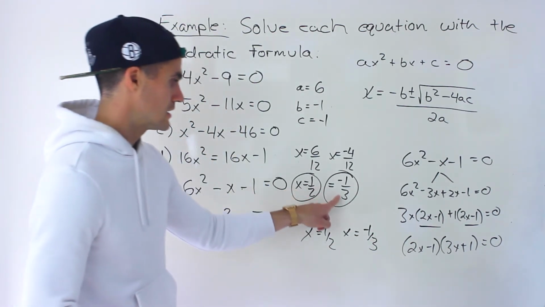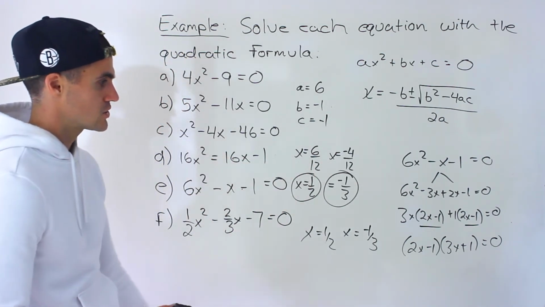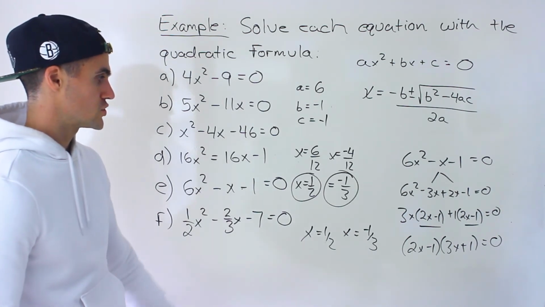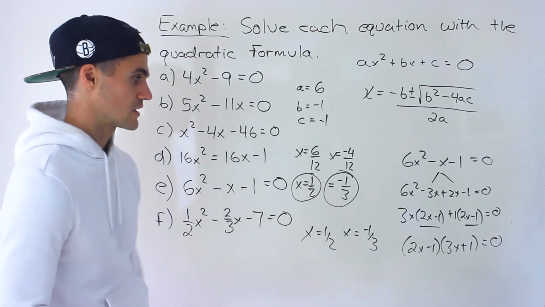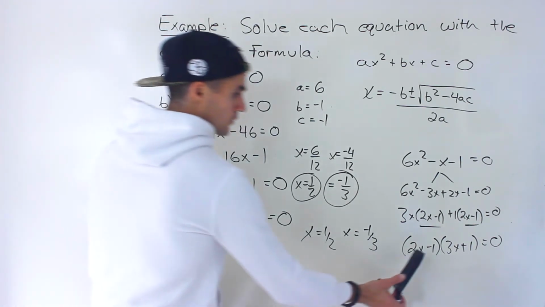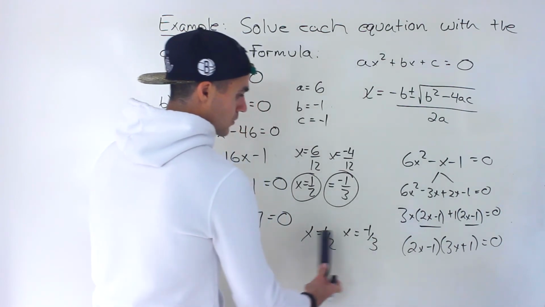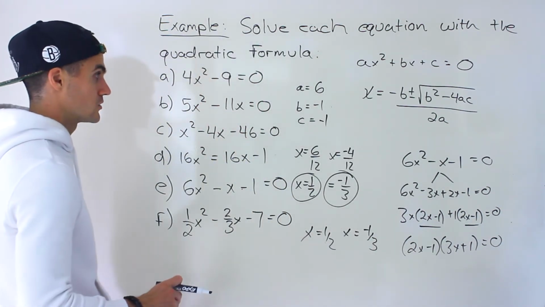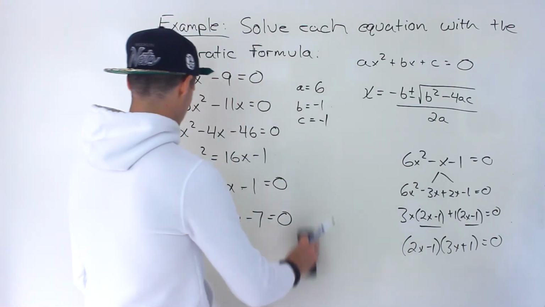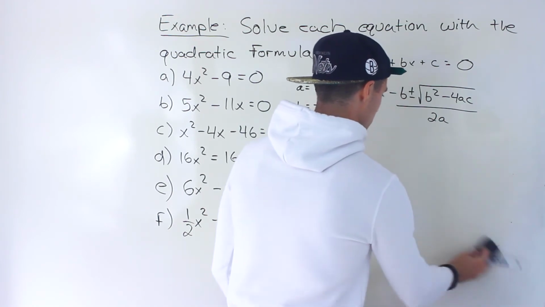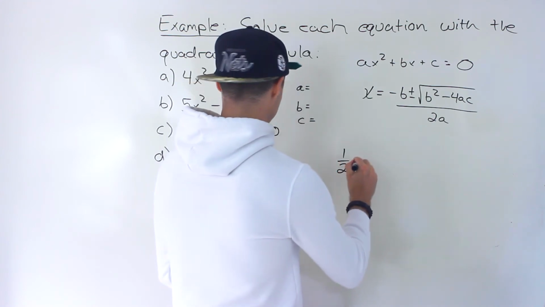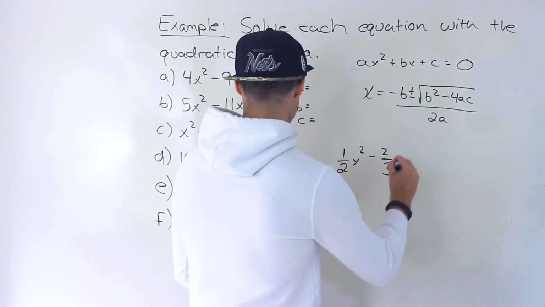Whenever you get solutions like this that don't have a square root attached to them, it means that the quadratic factors smoothly. So you could always check your answers if you get answers like this by factoring the quadratic. And notice that when we do that, we do get the factors that give us those corresponding same x value solutions. Okay, and then finally, moving on to part F. Part F is a little bit more tricky because we're dealing with fractions. Now, a couple of things you could do.